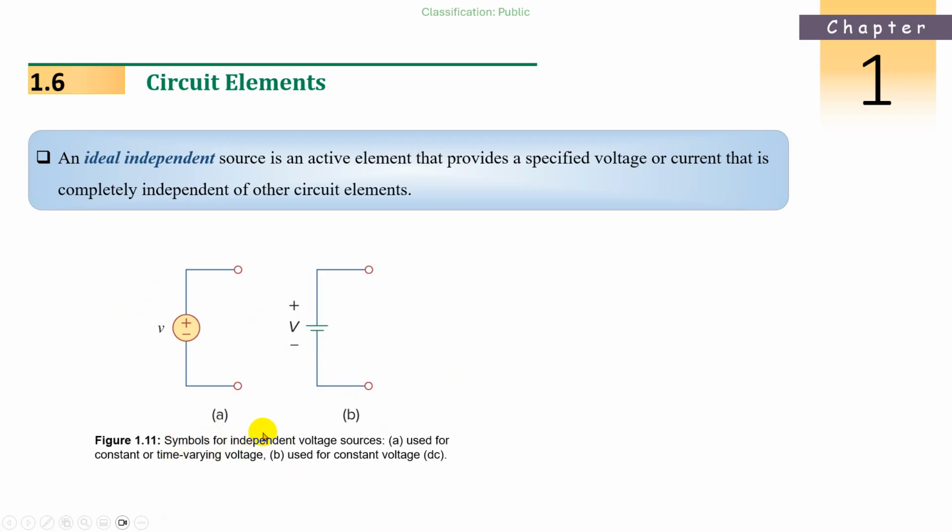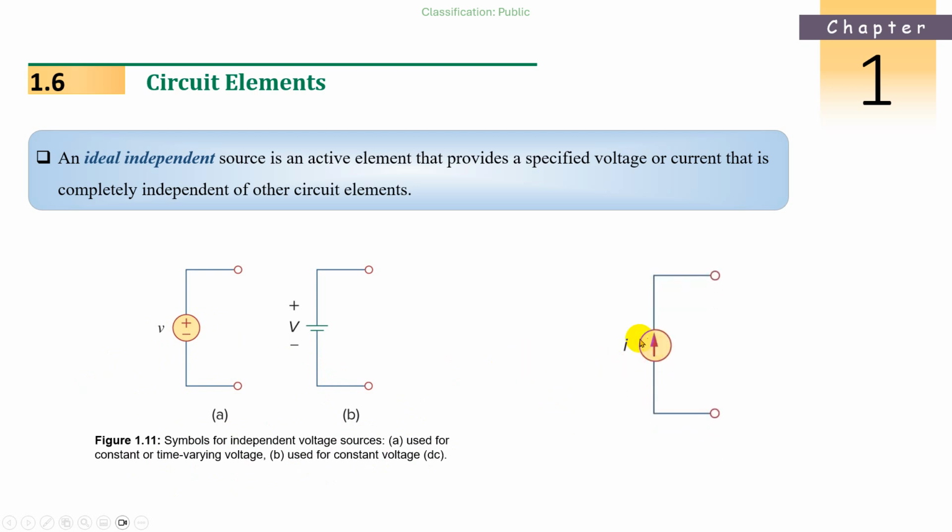See, symbols for independent voltage source, used for constant or time varying. This is time varying, that's called instantaneous or time varying. Time to time it is varying. Now this is for constant voltage, the DC source. It's called constant, used for constant voltage source.